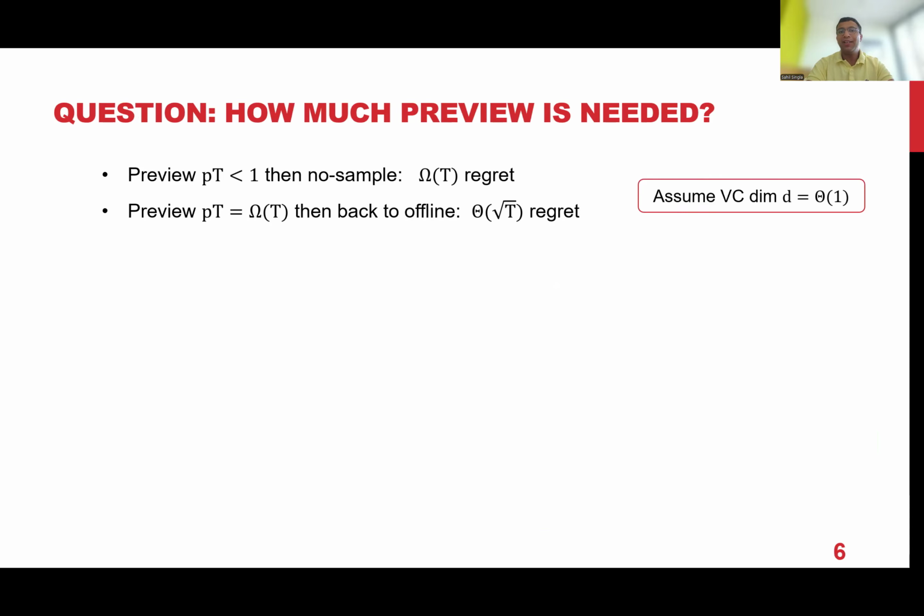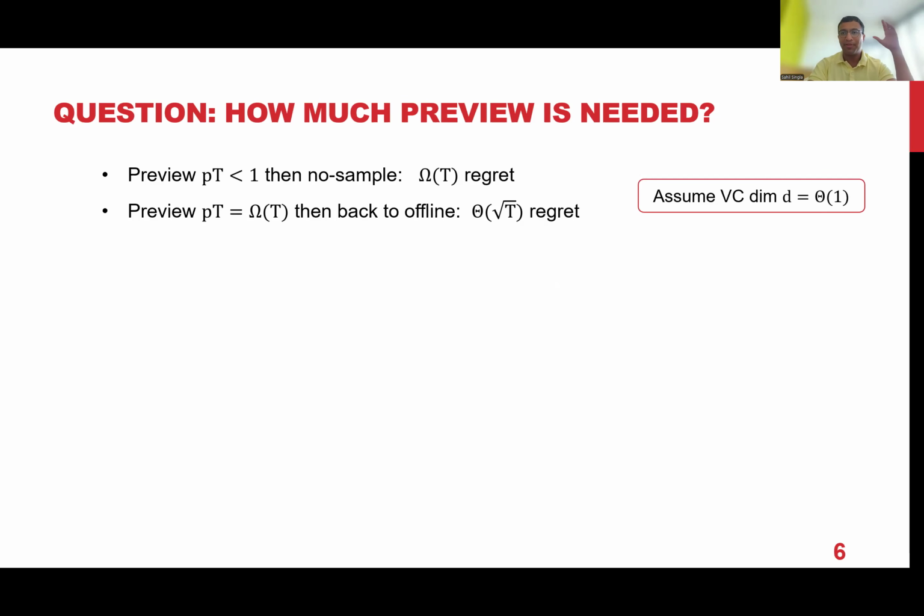On the other hand, when p becomes a constant, like 1% or any constant, then you're getting revealed a constant fraction of the samples. Then you can argue that it's as if you're back to the offline problem. You can imagine there's a distribution, which is uniform arrival over these T arrivals. And if you reveal me a very significant portion of this distribution, then of course you want to learn everything about the distribution and you can get back to low root T regret.